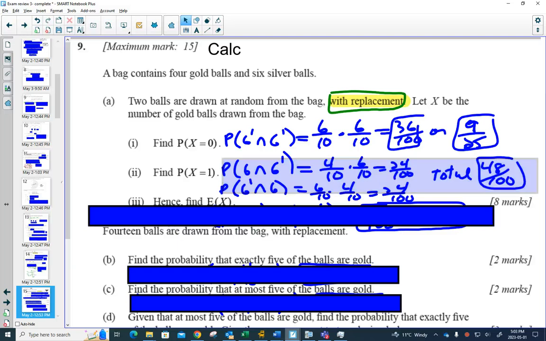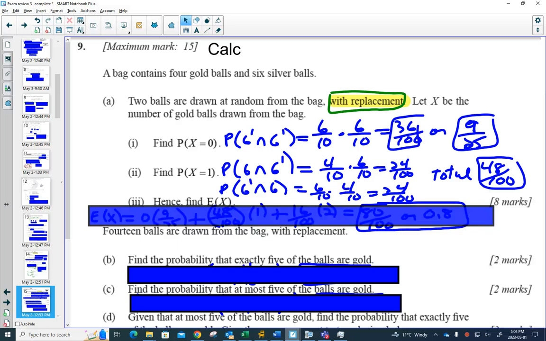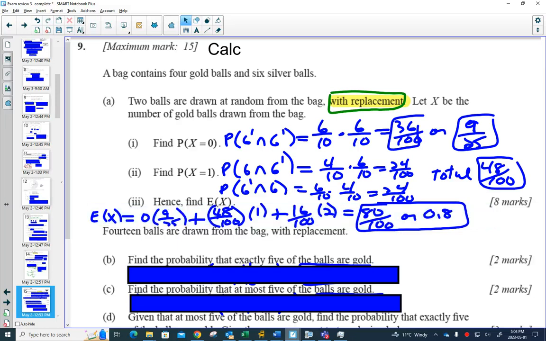The probability that you get 1 gold, you'd have to think about cases. You could get gold and then silver, or silver and then gold. Again, add those two cases up, you get 48 out of 100. Find the expected value. So you have 0 times 9 out of 25, 48 out of 100 times 1, and the remaining 16 out of 100 times 2. So you can find that 16 out of 100 two different ways. Either you can do 4 out of 10 times 4 out of 10, or you could just see what's left after you've used up the other percentages, because they have to add up to 1.